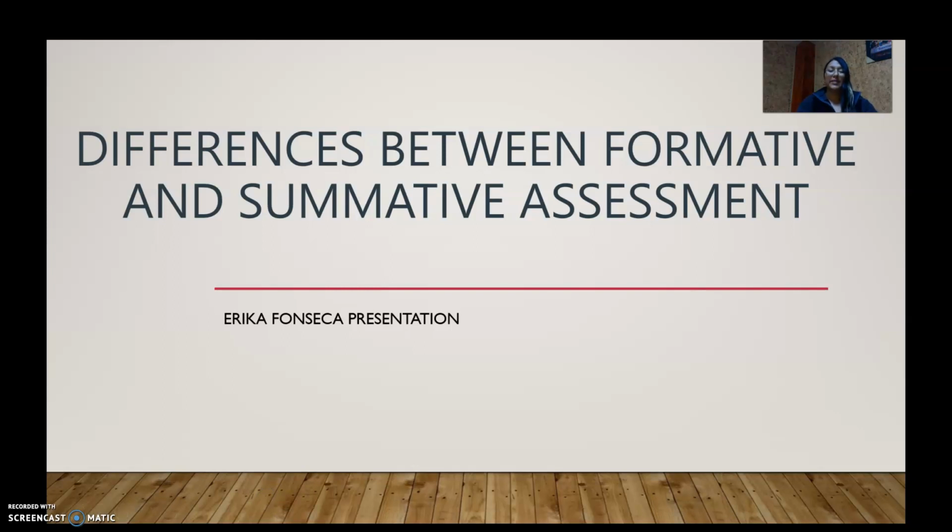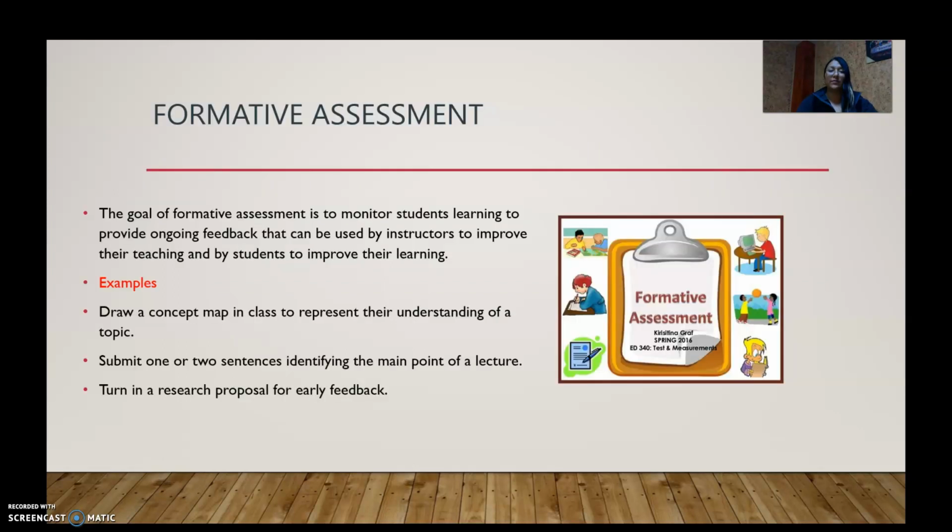My name is Erika Fonseca and today I'm going to talk about the differences between formative assessment and summative assessment. First of all, I'm going to give you the definition of each one.